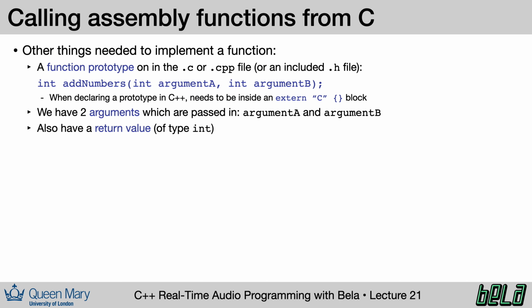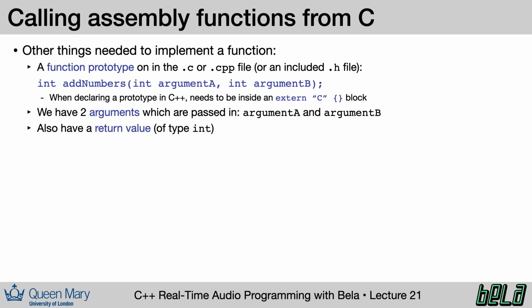In addition to those lines in the assembly file, we also need some mechanics to tell the C compiler where to find our function. We need to declare a prototype of the function at the top of our C or C++ file, or in a header file included from it. In this case, the prototype of our function is as follows: int addNumbers, int argument A, int argument B. What that means is that we have a function that takes two integers as arguments and returns a single integer as a return value.